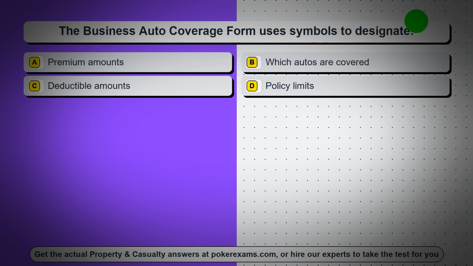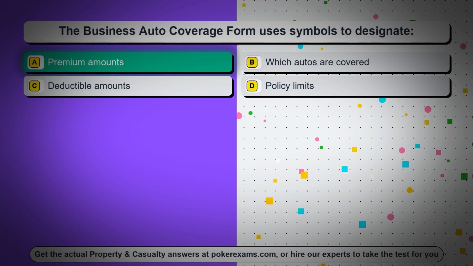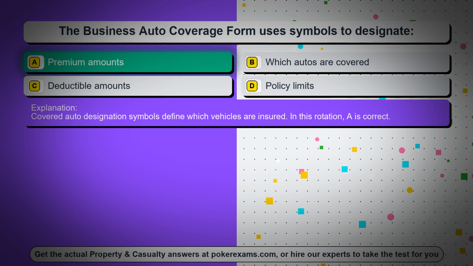Question 49. The business auto coverage form uses symbols to designate option A, premium amounts, option B, which autos are covered, option C, deductible amounts, option D, policy limits. The correct answer is option A, premium amounts. Covered auto designation symbols define which vehicles are insured. In this rotation, A is correct.